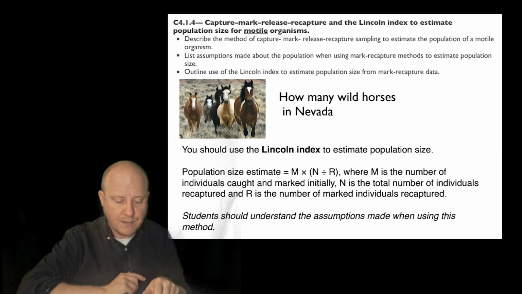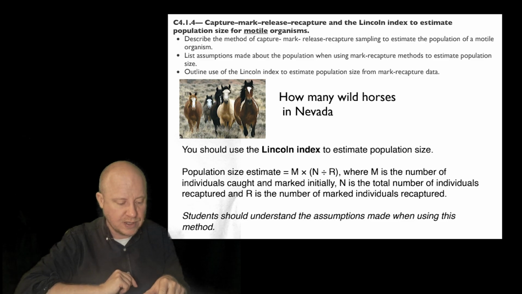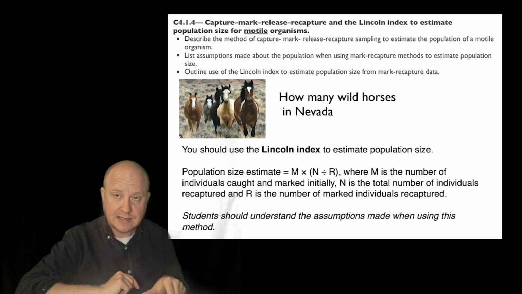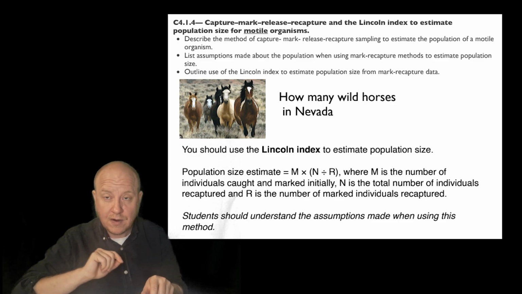The proportion of marked to unmarked individuals in the second sample is assumed to be the same as the proportion of the originally marked individuals to the whole population. The Lincoln Index is then used to estimate the number of individuals in the population. Here is the formula. The total population is equal to the number of individuals caught and initially marked multiplied by the number of all individuals recaptured divided by the number of marked individuals recaptured.